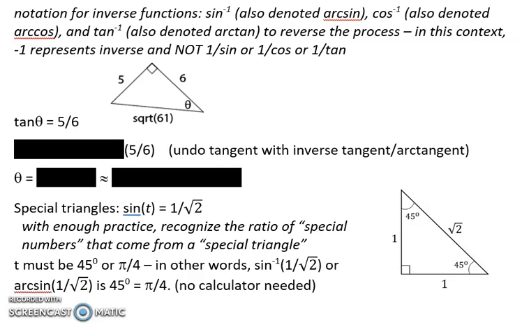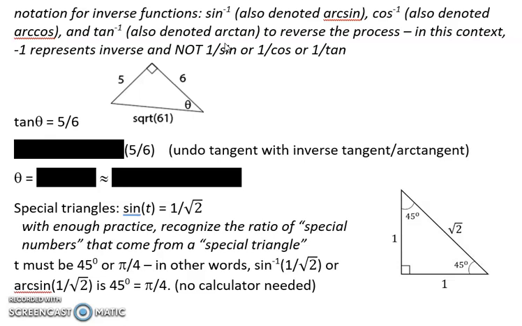The notation for the inverse trig functions is a little confusing because it looks like an exponent of -1, like sine to the -1 for inverse sine. When we learn about negative exponents, we discover that they're related to fractions, such as x to the -1 means 1 over x. That is not what we mean here in the context of trig functions.